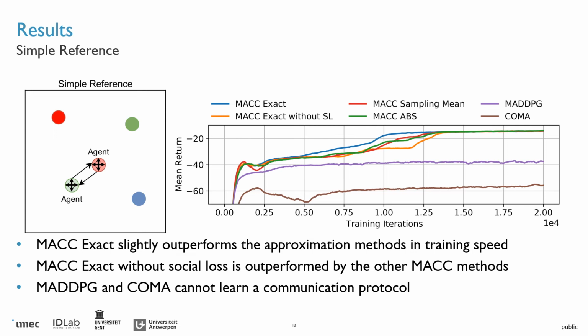When we look at the results, we can see that MAC exact can slightly outperform the approximation methods, and MAC exact without social loss is outperformed by all other MAC methods. This clearly shows the importance of the social loss function when learning to communicate. MADDPG and COMA are not able to learn a valid communication protocol.